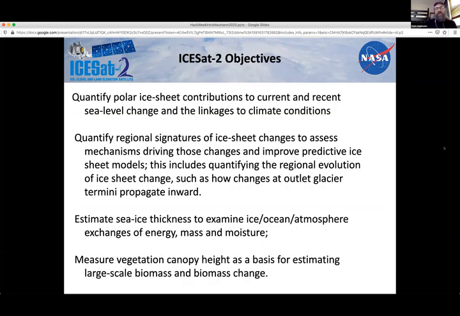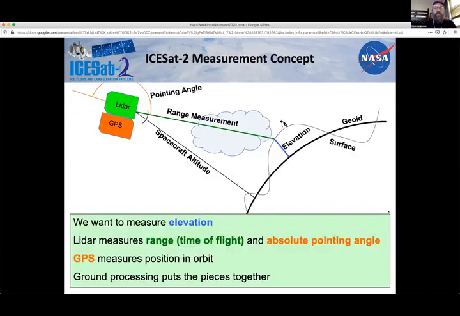So the objectives listed here on the slide have been our guiding objectives for the mission since we began. And not surprisingly, those objectives revolve around changes in the cryosphere, both the sea ice, changes in sea ice freeboard and sea ice thickness, as well as contributions of the polar ice sheets to global sea level. I'm not going to dwell on these, but happy to talk through objectives or requirements if anyone's interested at the end. Let's go on to the next slide, please.